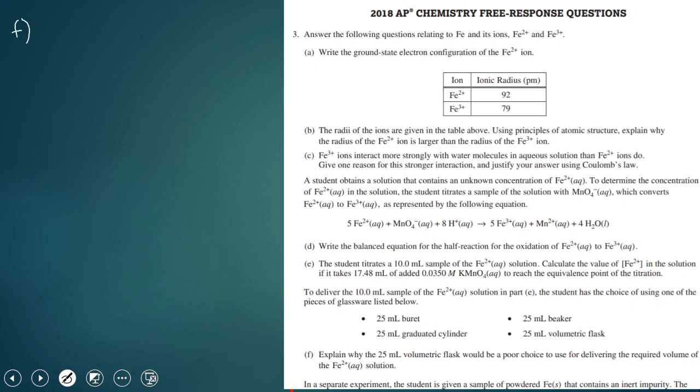F. Explain why the 25 milliliter volumetric flask would be a poor choice for use for delivering the required volume. Okay, so this is where a little bit of lab components come in. So if you don't know how exactly a volumetric flask measures, then you wouldn't have been able to answer this question. But luckily, you're watching this video, so you'll be able to find out for future questions.